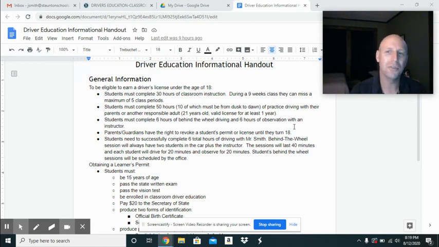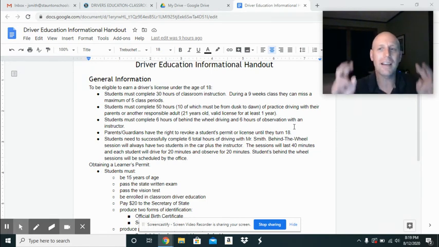All they have to do is pick up the phone and call the Secretary of State's office, and they can literally have your license canceled. They have that power. They're in charge of you. You're not an adult yet. You know, a driver's license is not a right, it's a privilege.